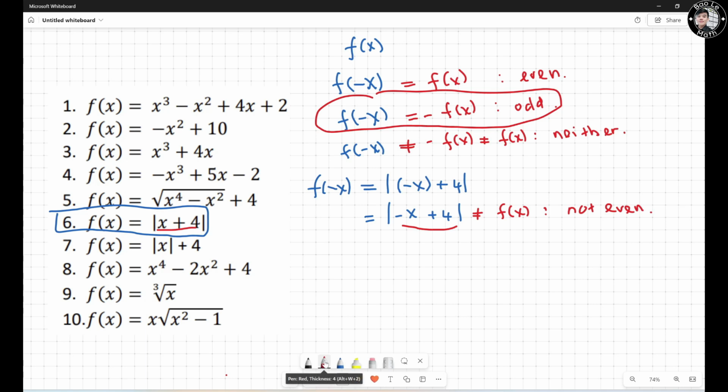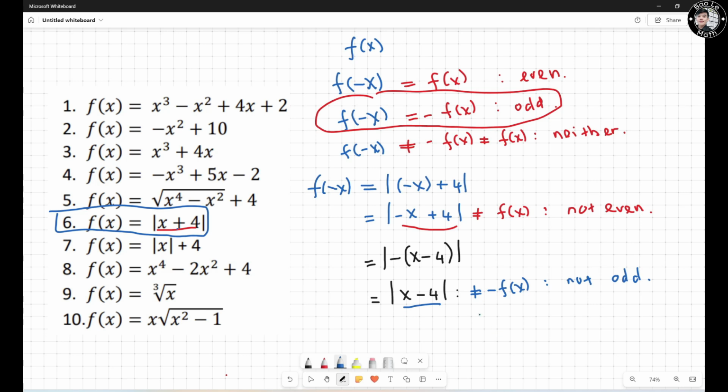Now if the function is not even, I keep checking to see if the function is odd, right? So I'm gonna factor the negative sign out, right? So I have absolute value of negative s minus 4, right? Alright, so the absolute value of negative s right here turns out to be positive. So it's going to be absolute value of s minus 4. Right here, they are different, right? So this is different from negative f of s. So this is not odd. So we can conclude that the given function is neither.